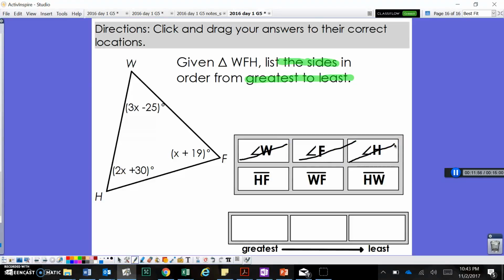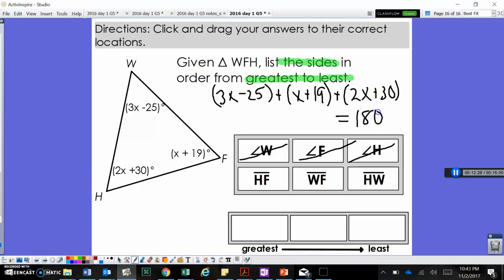Now we need to solve for x in our triangle. Just like we've been doing, all the angles add up to 180 degrees. So we have 3x minus 25 plus x plus 19 plus 2x plus 30, all equal to 180. Sorry, I ran out of room. Then we solve for x. What we'll get is x equals 26.